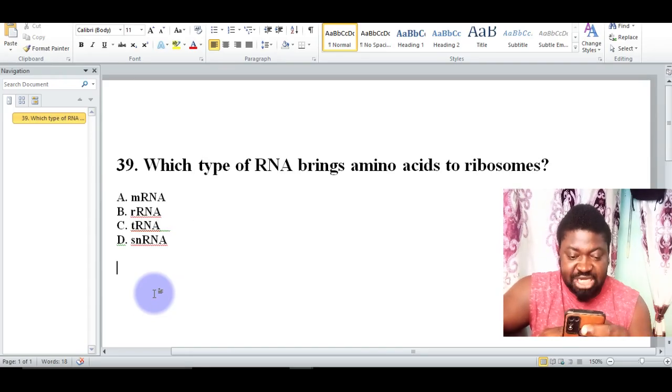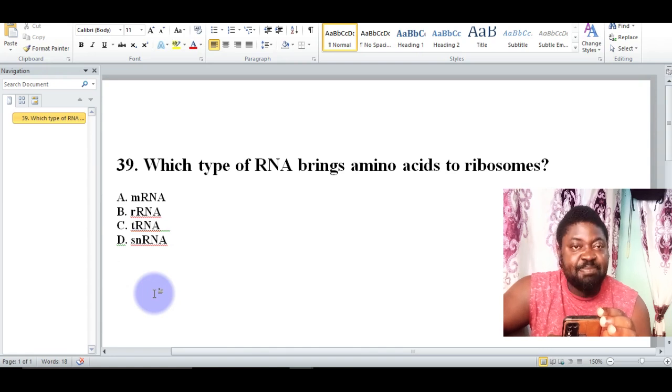Which type of RNA brings amino acids to the ribosomes? A, we have mRNA. B, rRNA. C, tRNA. And D, snRNA. Which of these RNAs brings amino acids to ribosomes? If you look at it, the correct answer is option C, which is tRNA.